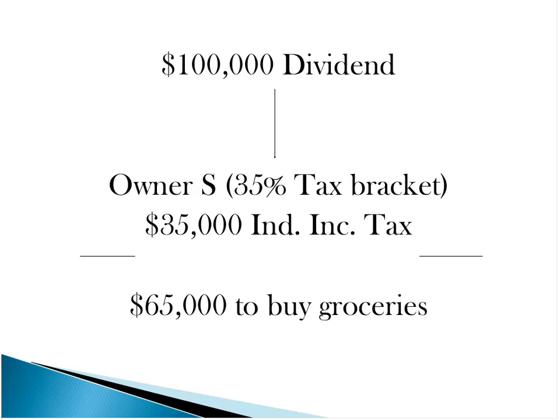Now, that could just be a distribution to the owner, a profit distribution. Remember, as we assumed the owner's in a 35% tax bracket, there's no self-employment tax here, so the income tax is the full $35,000. That's going to leave this S corporation owner $65,000 to buy groceries. Now, that sounds like a lot of tax, not that much left over, but remember, we did assume that this person was in a 35% tax bracket.